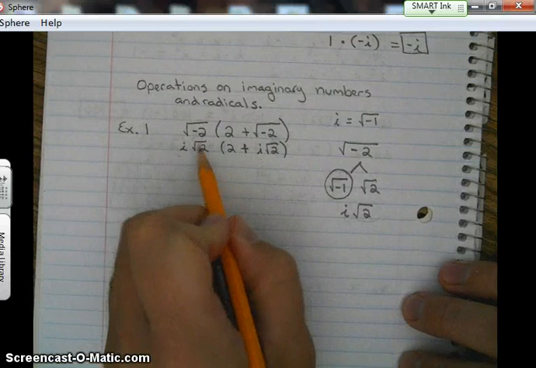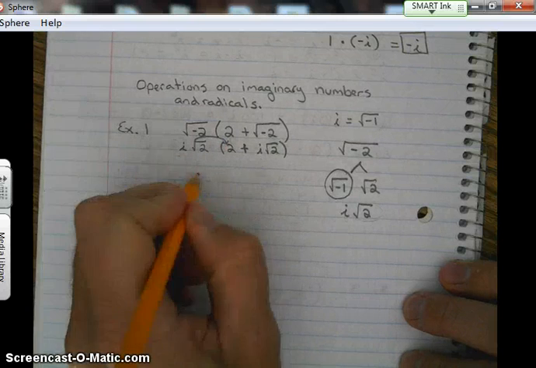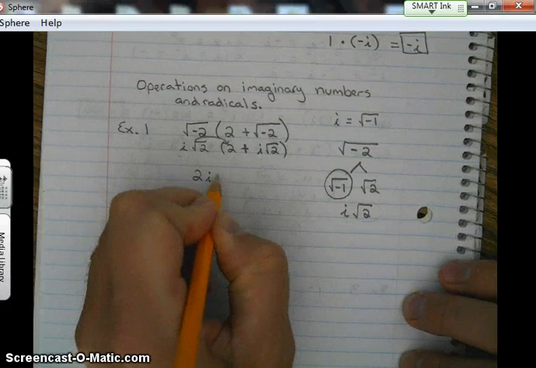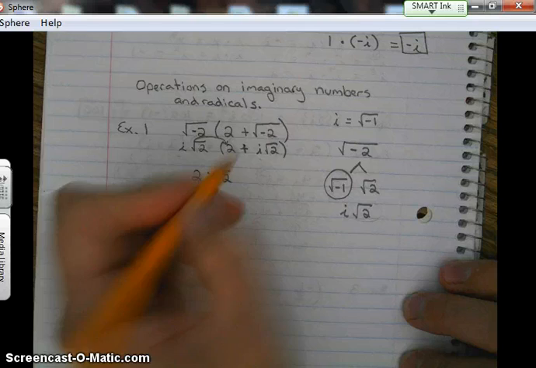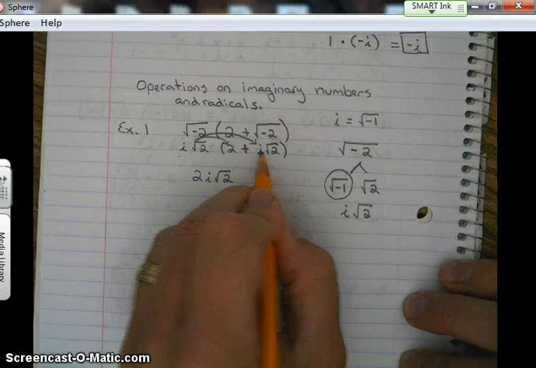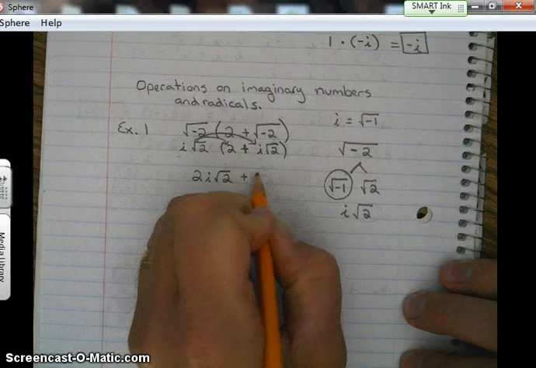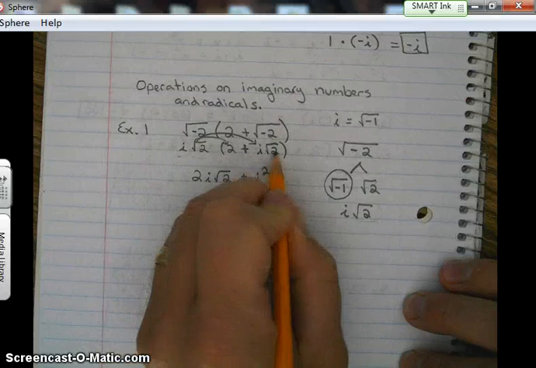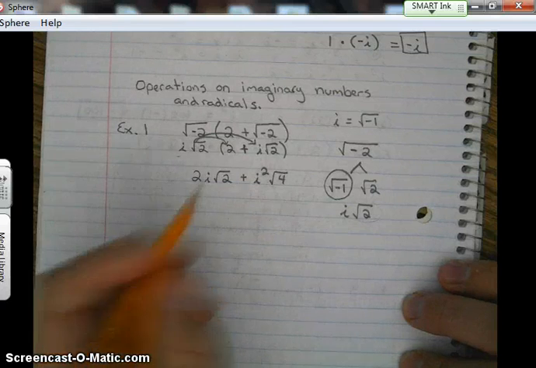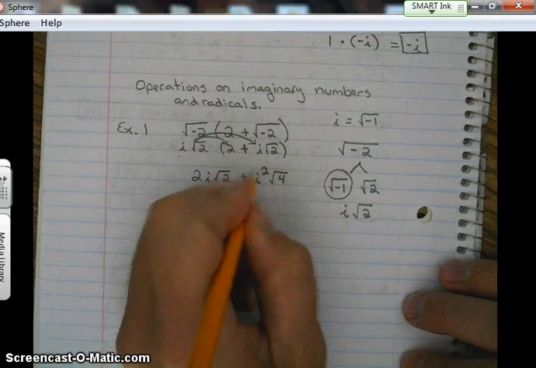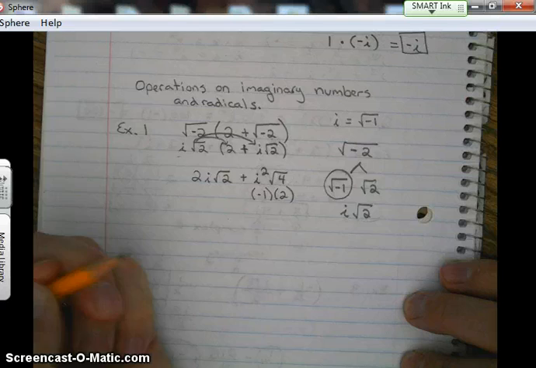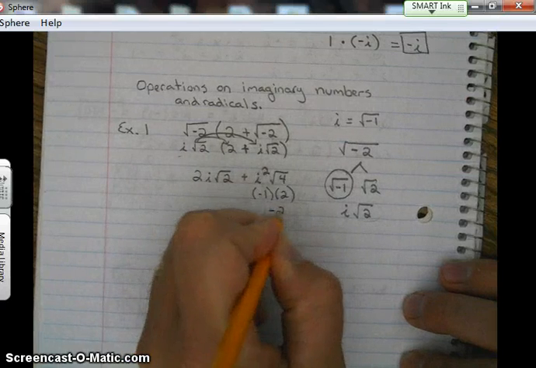So we're going to have i radical 2 times 2, and we would write the number first, then the i, then the radical. That's the correct order. And then distribute to the next one. So here we would have i times i, which is i squared, and the square root of 2 times the square root of 2, which is the square root of 4. Then we go ahead and simplify this further. This here is going to become -1. This here is going to be 2. So this ends up being -2.